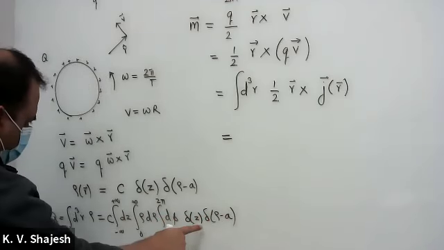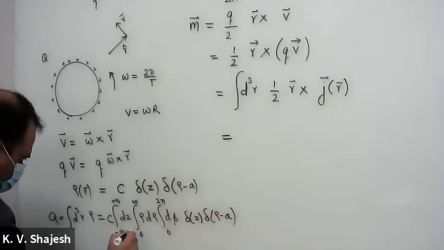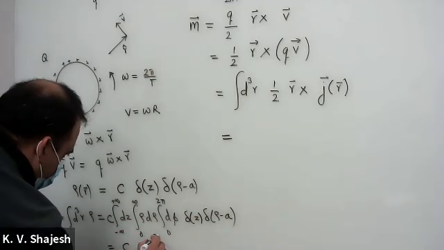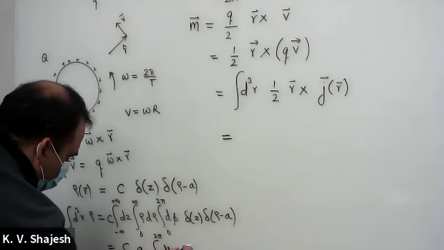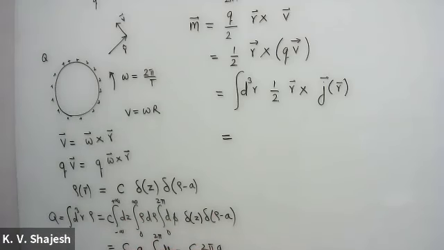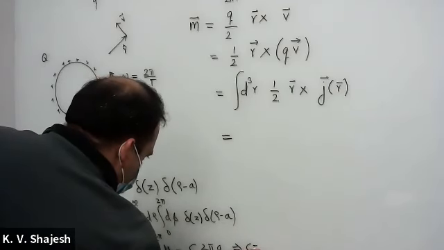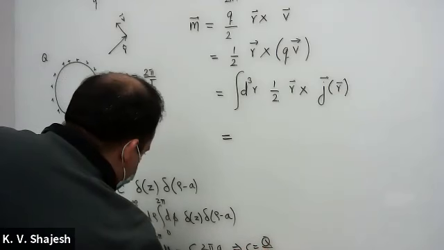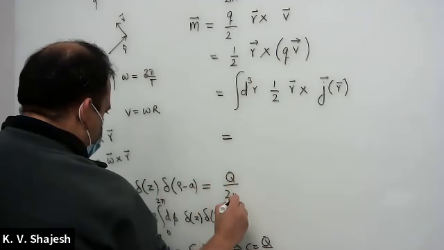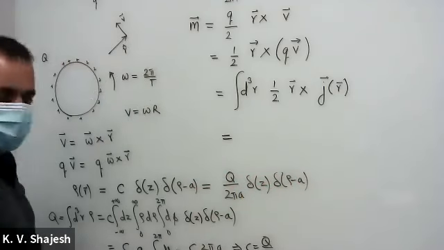The integral on Z is trivial. Rho gets replaced by A everywhere. So that's C times A, and there is an integral from 0 to 2 pi remaining. But that's simply 2 pi A. So C times 2 pi A is equal to Q. That means C has to be equal to Q over 2 pi A. So our charge density is Q over 2 pi A times delta of Z times delta of rho minus A.